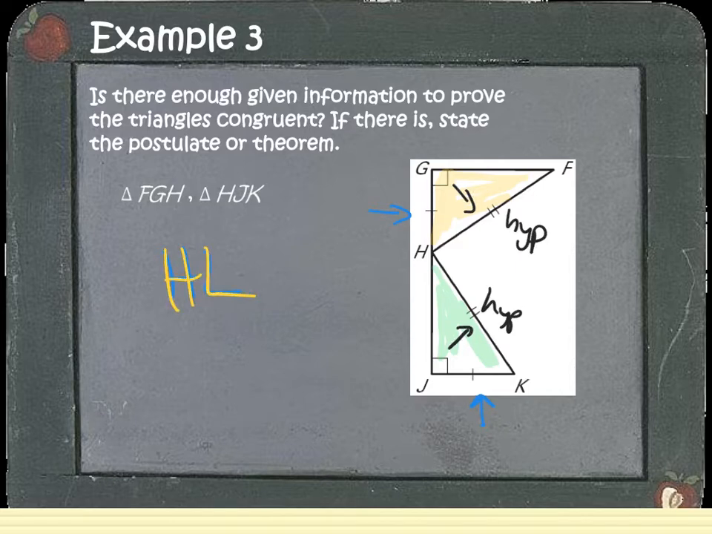Now, they don't have to be sitting the same way, as long as you can show a leg and a leg congruent and a hypotenuse and a hypotenuse, and especially if it's a right triangle, then you can use hypotenuse leg.